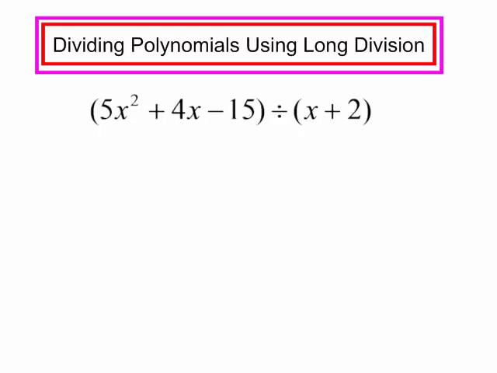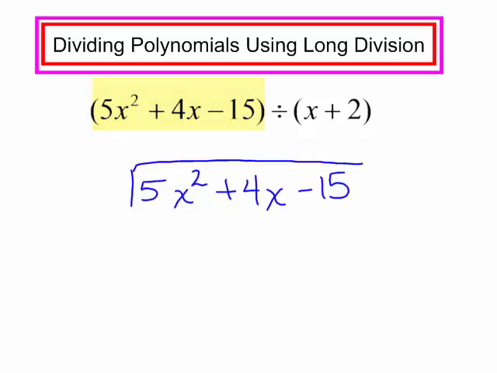Dividing polynomials using long division. 5x squared plus 4x minus 15 is being divided by x plus 2. So I will rewrite this so I can use long division. I will take my dividend, 5x squared plus 4x minus 15, and I will divide that by my divisor, which is x plus 2. Let's get to work.